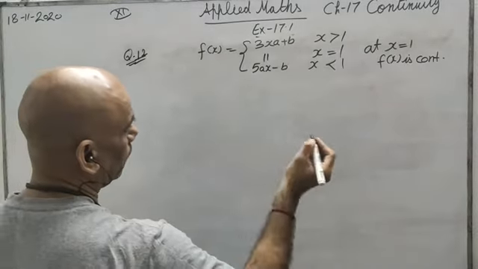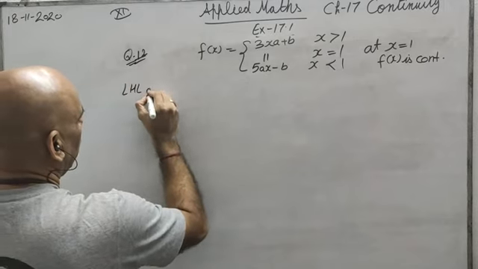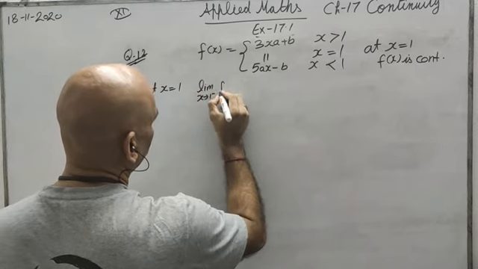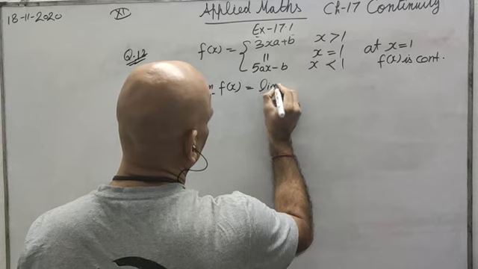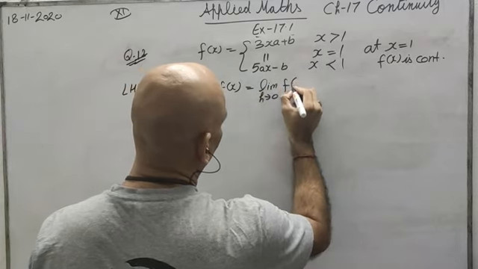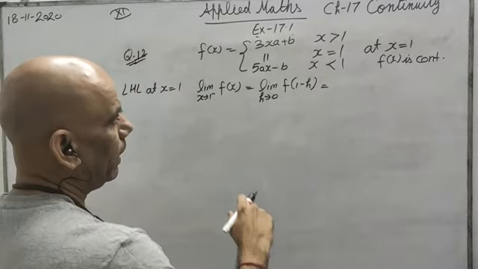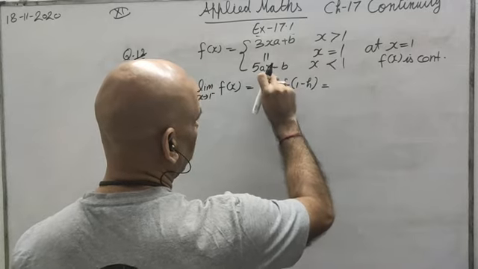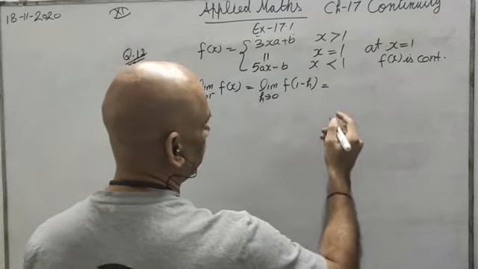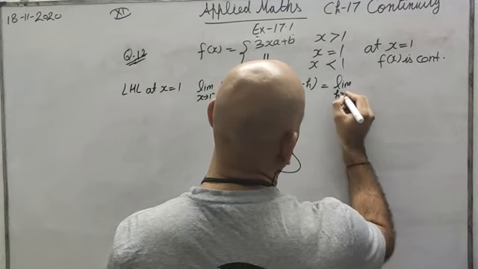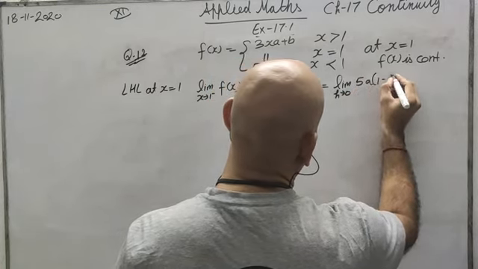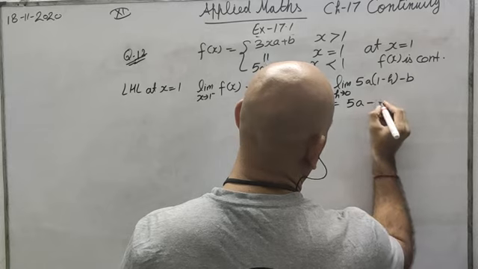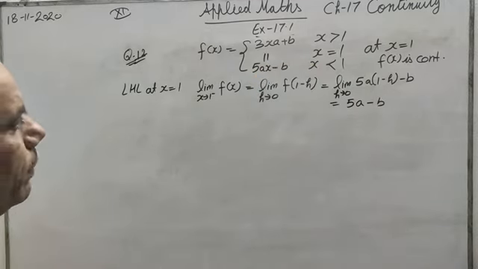Okay, if f(x) is continuous, its left hand limit and right hand limit will be equal to f(1). First of all let me calculate the left hand limit, LHL at x equals 1. So limit x tends to 1 negative, that is limit h tends to 0, f(1 minus h). Now for 1 minus h, I'll have to substitute 1 minus h in x in the function. So limit h tends to 0, 5a(1 minus h) minus b. If h is 0, it will become 5a minus b. The value of the left hand limit is 5a minus b.